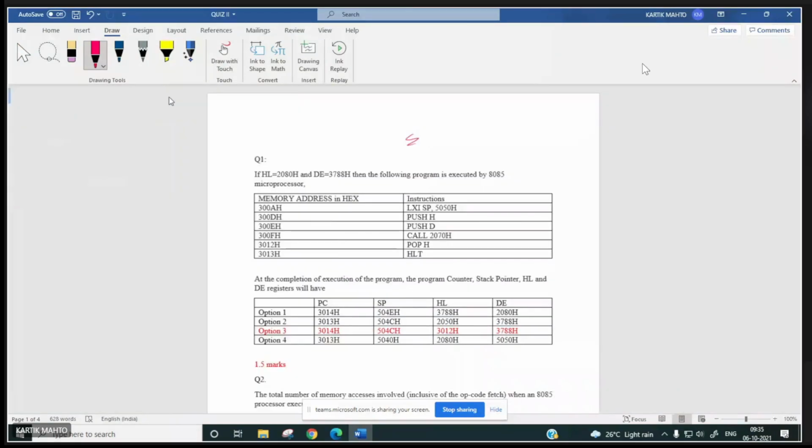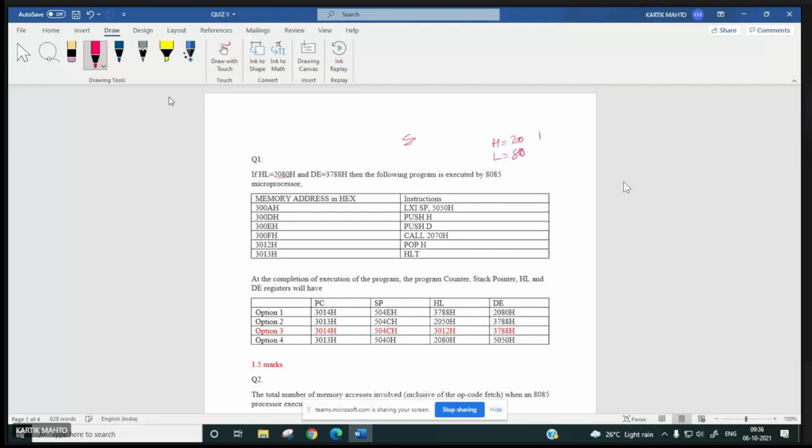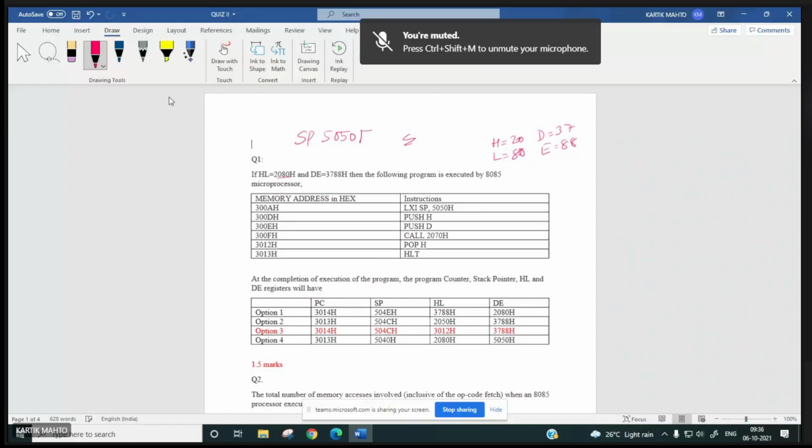So question number 1, HL is 2080. So what is H? H is 20, L is 80. D is 37. E is 88. Now LXI SP 5050. So the stack pointer is 5050. So up to this, the stack is full.